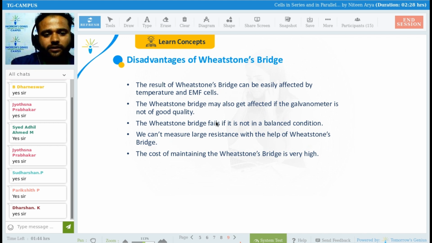Okay, we can focus here. The result of the Wheatstone bridge can be easily affected by the temperature and EMF of a cell. As we know, the resistance is temperature related. Tell me, what is the relation between temperature and resistance? Anyone? Then I'm going to tell you.